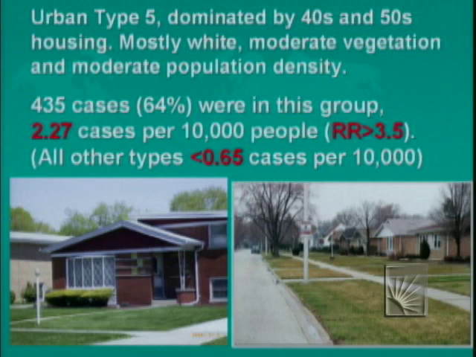Moderate vegetation and moderate population density. 64% of all the cases from 2002 were in this group. So the relative risk was highly significant, 3.5 times more cases per 10,000 people than in all other types. So this area clearly is conducive to transmission of West Nile virus, and was also conducive to transmission of St. Louis encephalitis, and was also conducive to transmission of typhoid and malaria in the beginning of the last century.